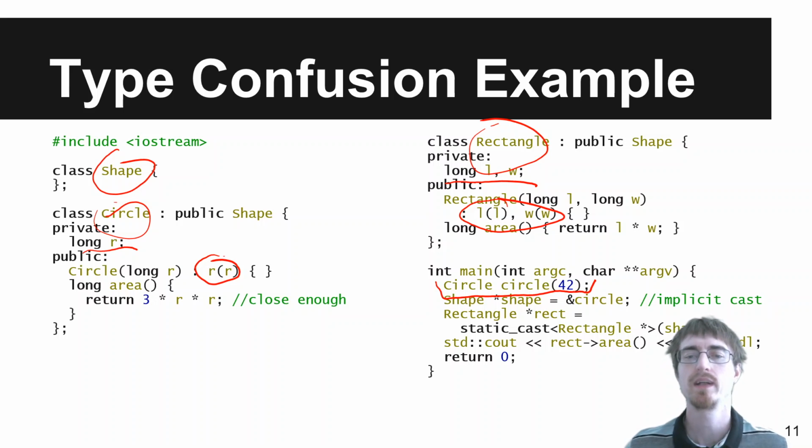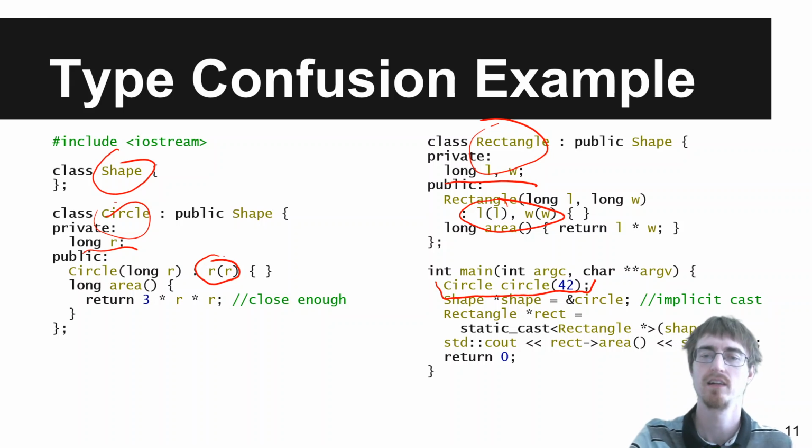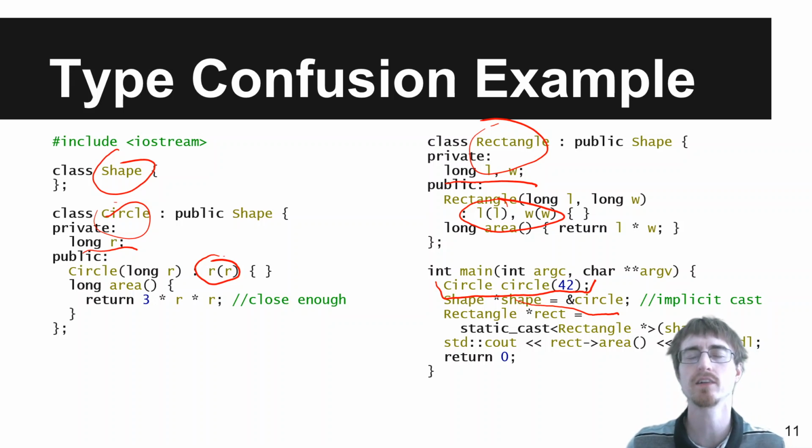Now, we can use an implicit cast to make this pointer into a shape. So here there's no need to make clear what kind of cast we're doing. It's obvious to the compiler that this is legitimate. If the shape had any data stored, it would also be stored at the start of the circle. So any pointer to a circle object is also a valid pointer to a shape object. This is guaranteed because of the relationship between the two.